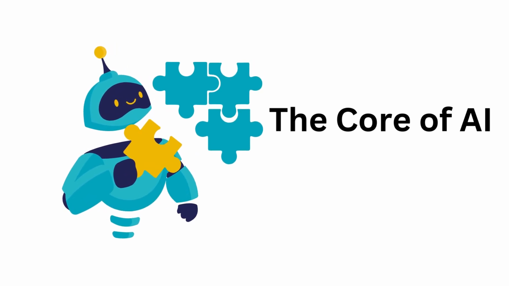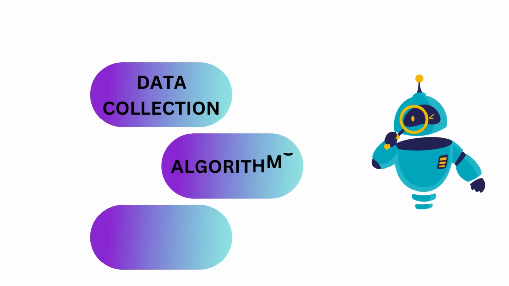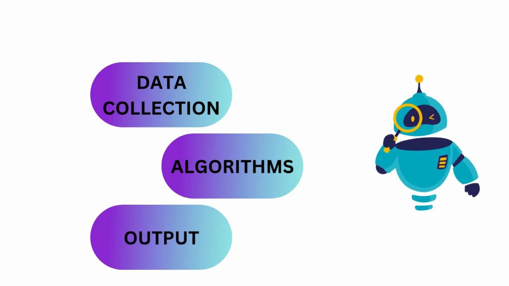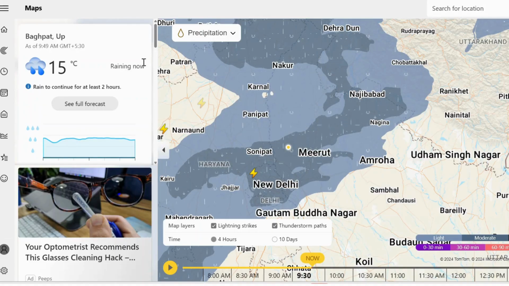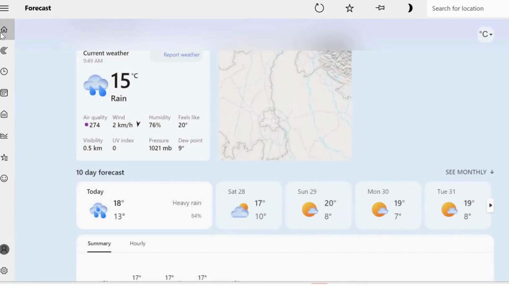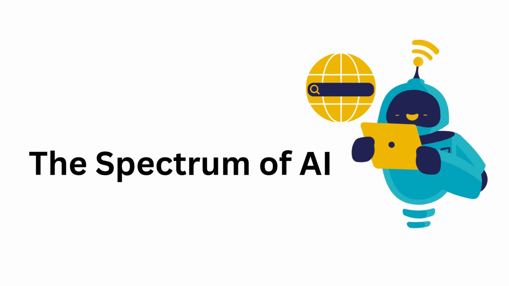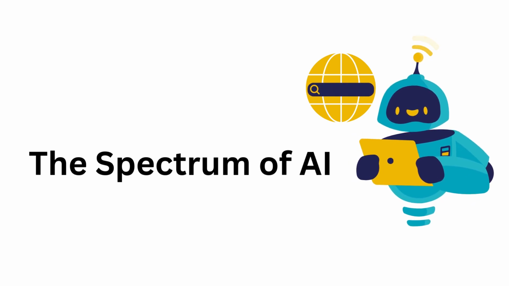Let's unravel the process. At its core, AI relies on data, algorithms, and outputs. First, it collects and processes vast amounts of data. Then, algorithms analyze this data to identify patterns and make predictions or decisions. For instance, AI helps predict weather patterns by analyzing historical data and current trends. This combination of data and algorithms is what makes AI powerful. Now that we know how AI works, let's explore its different types.